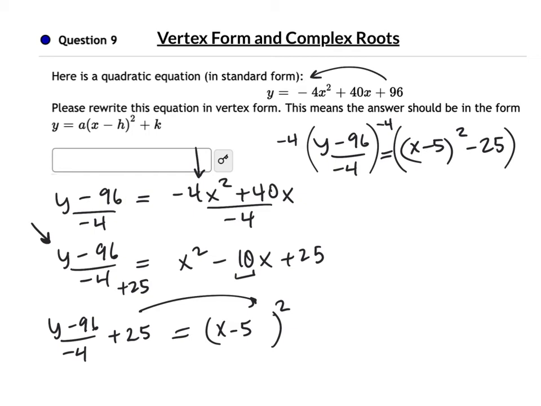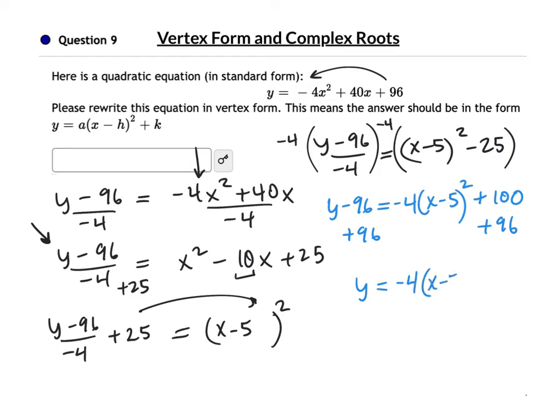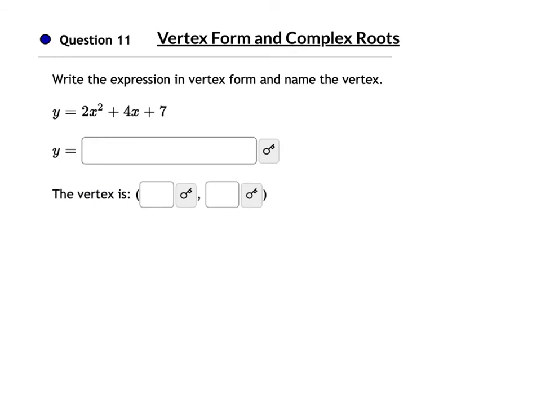Let's change colors so we don't get our questions mixed up. We have y minus 96 equals negative 4 times x minus 5 squared plus 100. Negative 4 times negative 25 is positive 100. Almost there. Add 96 to both sides. And y will equal negative 4 times x minus 5 squared plus 196. This takes practice. It'll get easier with practice.